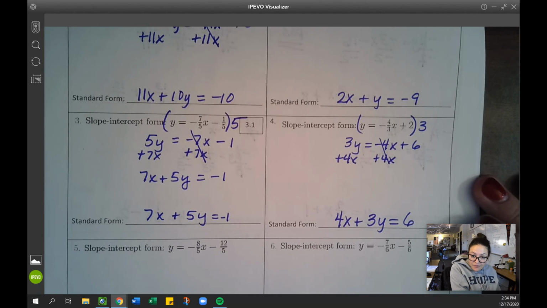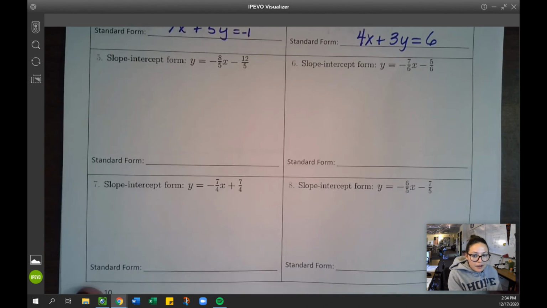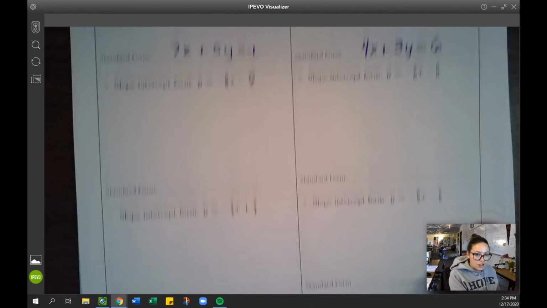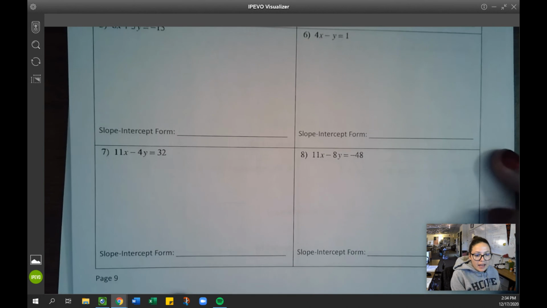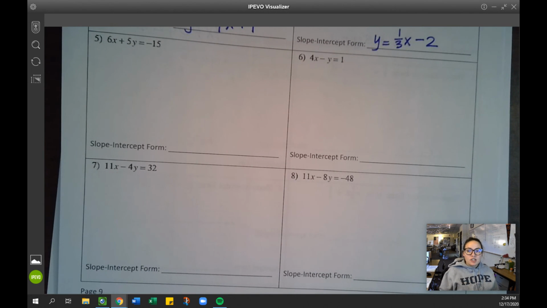Okay, so that's it for the examples. Your job is to finish up numbers 5 through 8 here on page 10 and numbers 5 through 8 on page 9. So when you upload pictures of these two pages, they should be 100% complete all the way through 1 through 8 on both sides.